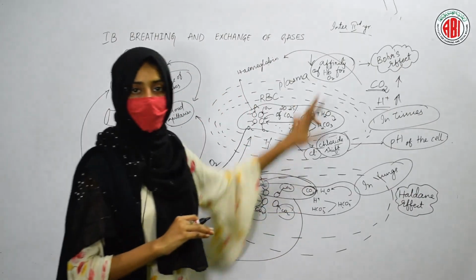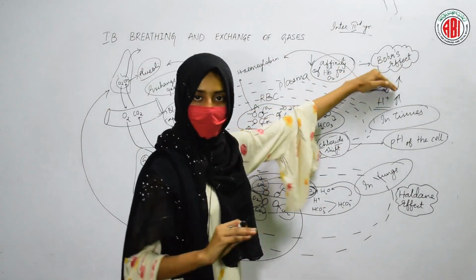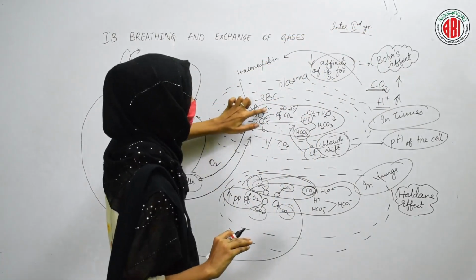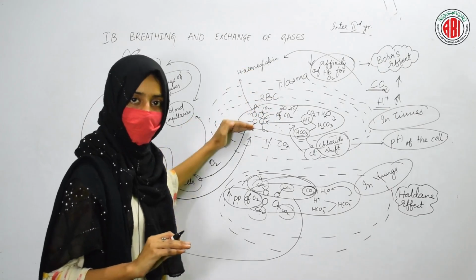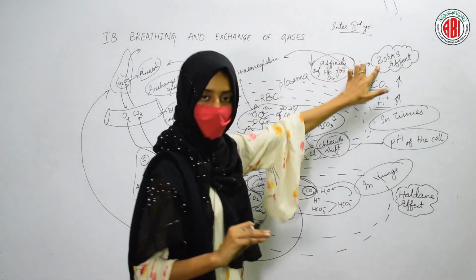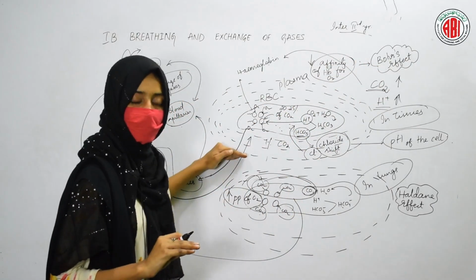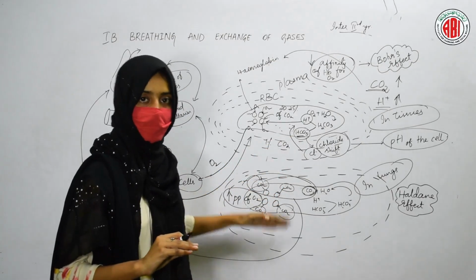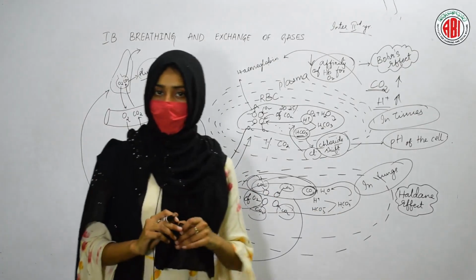It's very simple. Both these effects are opposite to each other. Once the partial pressure of carbon dioxide increases, the affinity of hemoglobin for oxygen decreases. This effect is called Bohr's effect. But when the partial pressure of oxygen increases, the affinity of hemoglobin for carbon dioxide decreases, and this type of effect is termed the Haldane effect. I hope it's very clear to you.